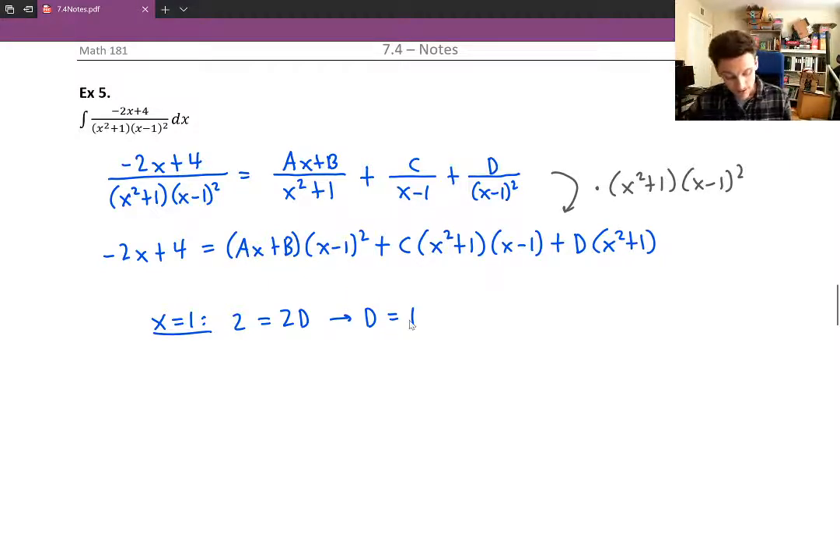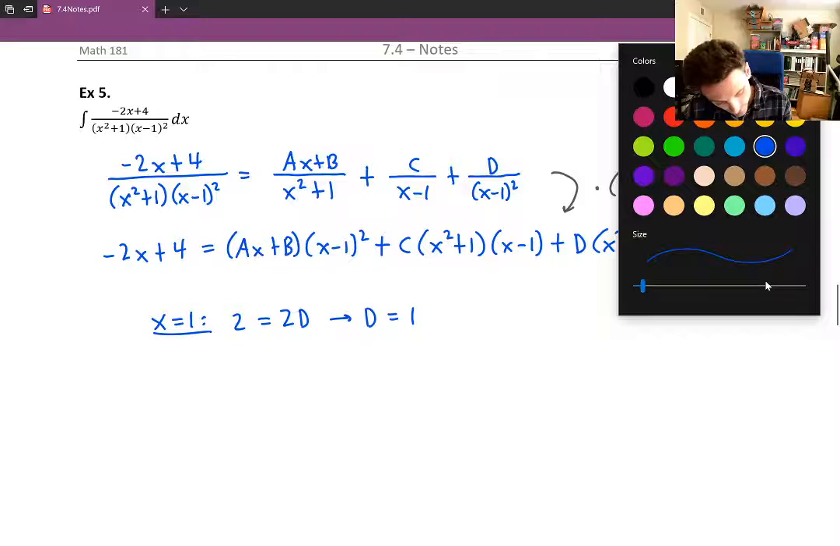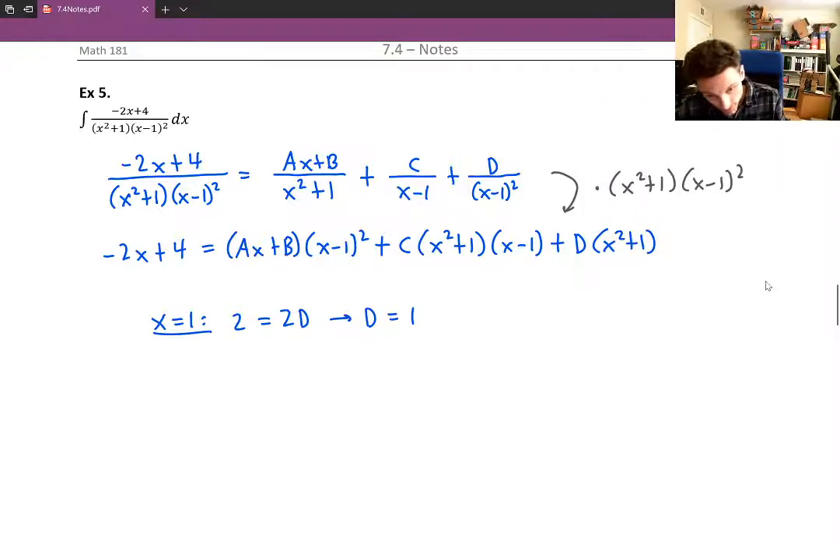And we can use the fact that we already know what d equals. D equals 1. So let's start writing what it looks like to distribute this out. I'm going to expand the x minus 1 squared into x squared minus 2x plus 1. Expand out the x squared plus 1 times x minus 1, and we get x cubed minus x squared plus x minus 1.